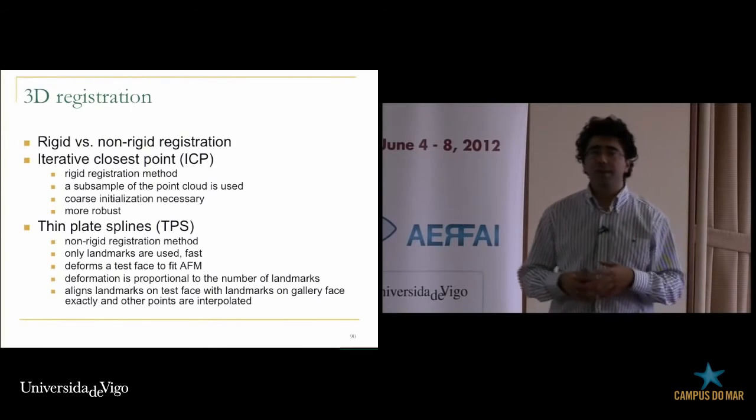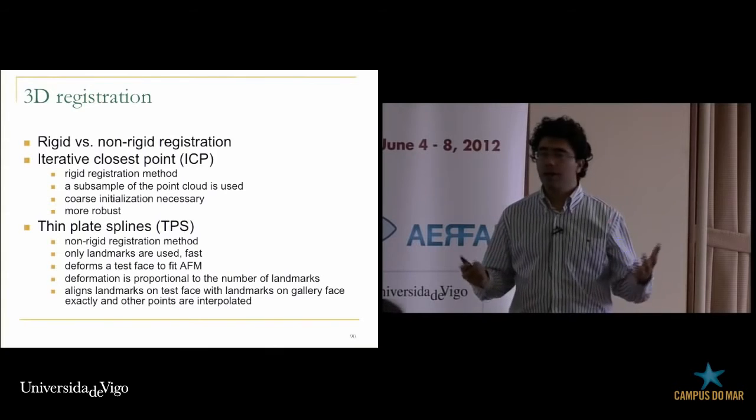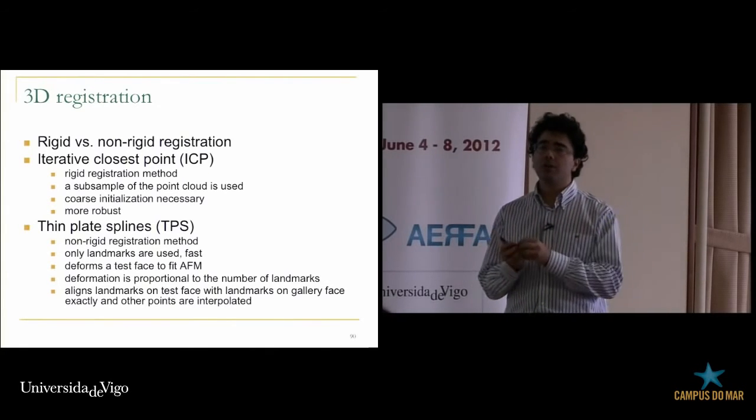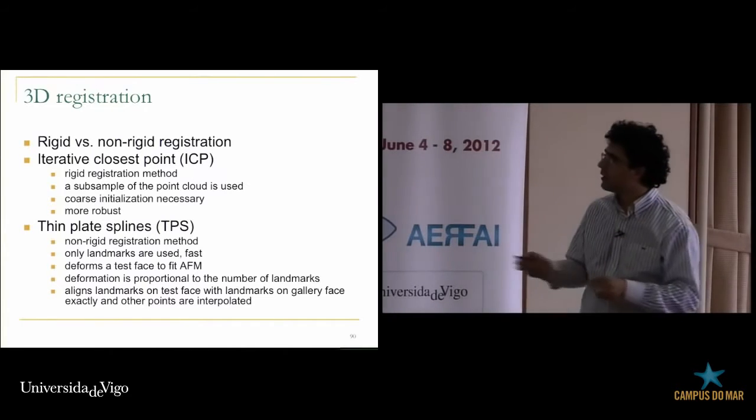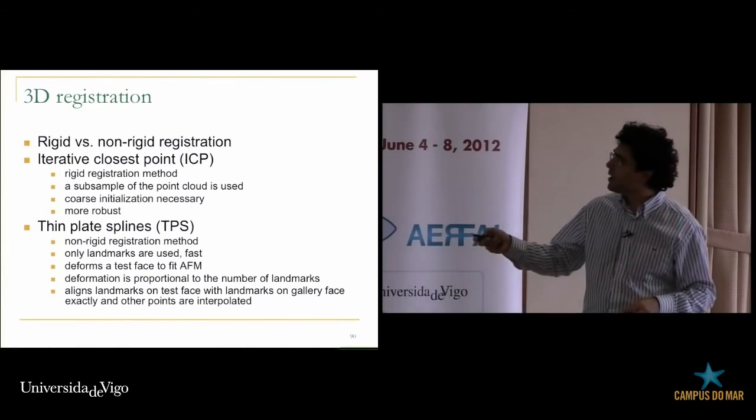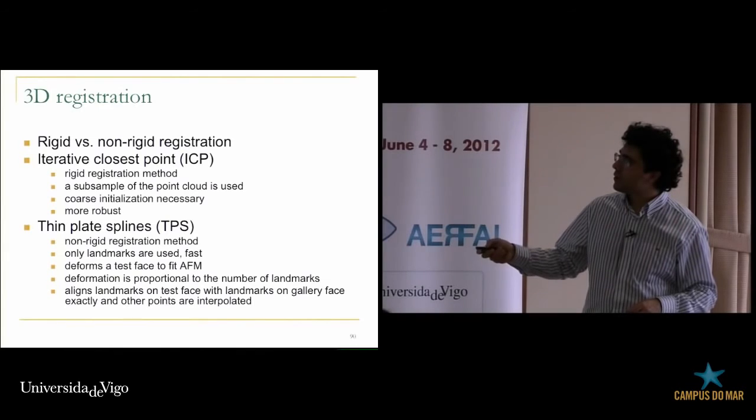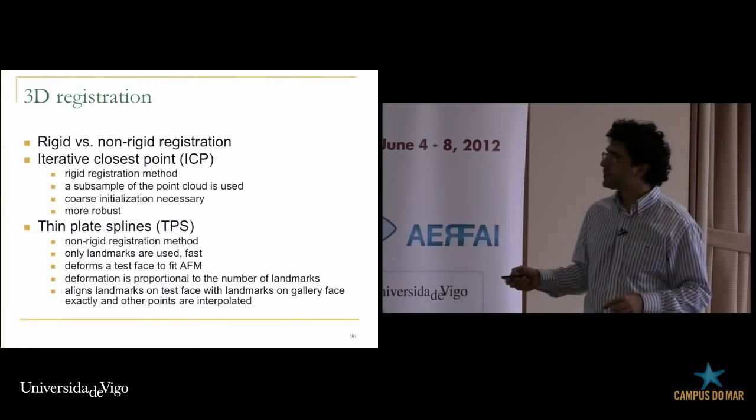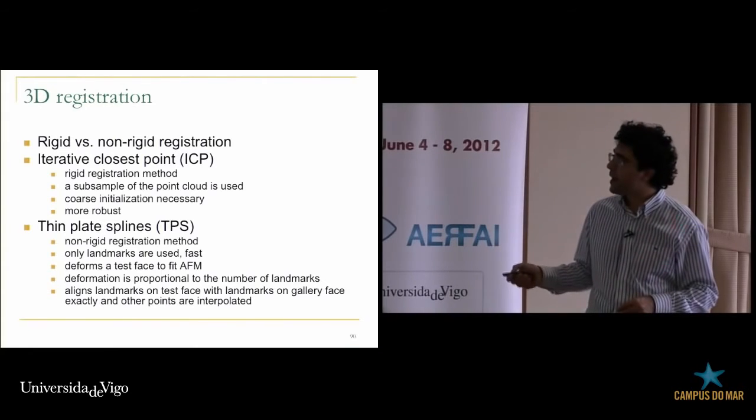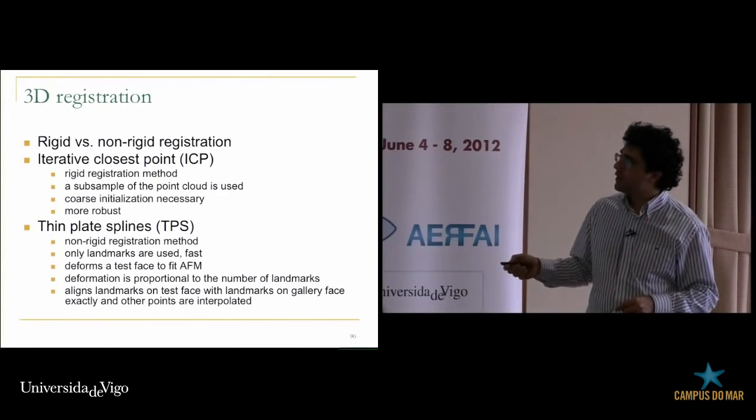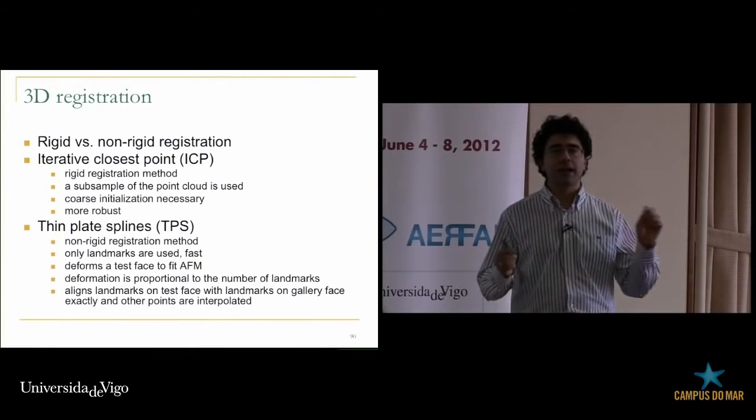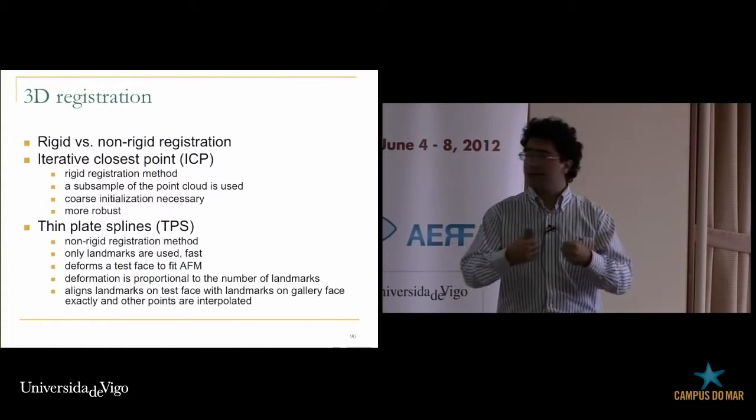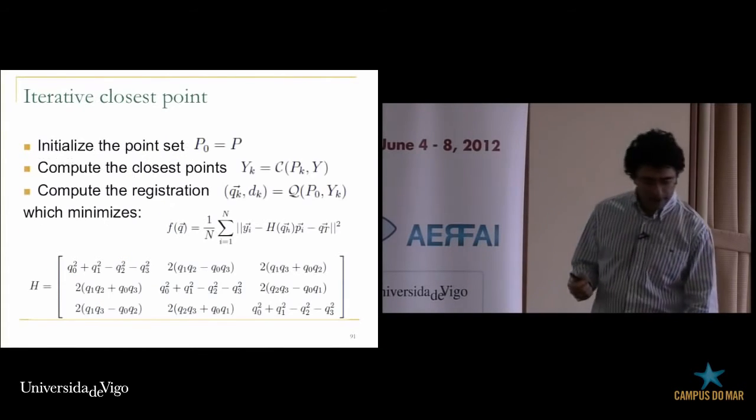You take a point cloud, and for every point on the point cloud, you find the closest match in, I'll give you the details in a minute. First, let me talk about the thin plate splines, which is the non-rigid version. A non-rigid registration. What this one uses is only the landmarks. So it actually transforms the landmarks to their homologues and then deforms the rest.